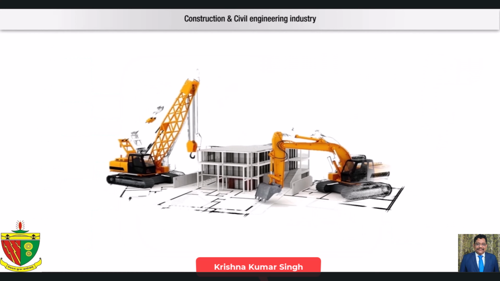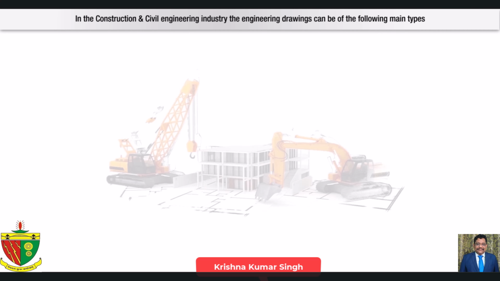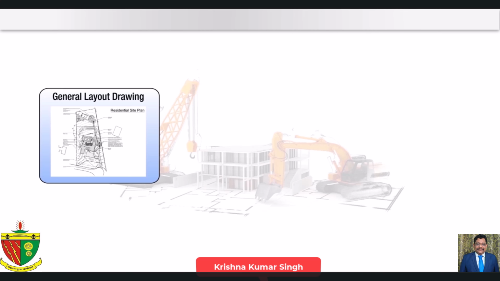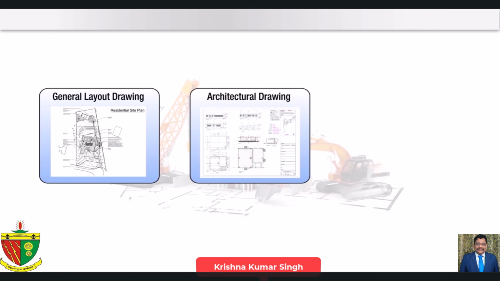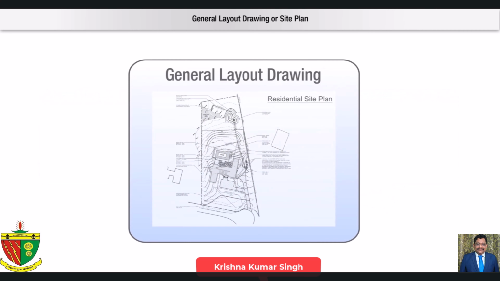Construction and civil engineering industry. In the construction and civil engineering industry, the engineering drawings can be of the following main types: general layout drawing, architectural drawing, structural drawing. General layout drawing or site plan.